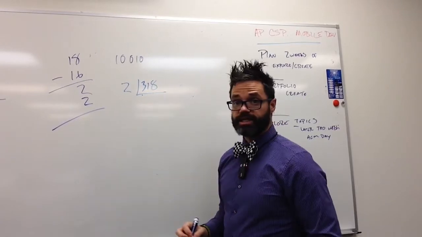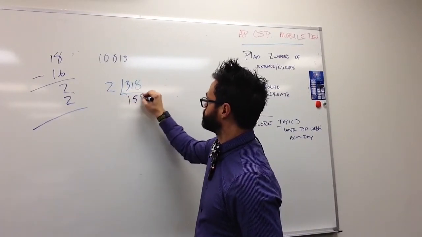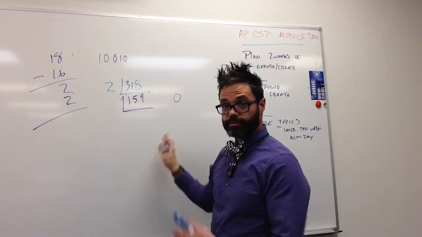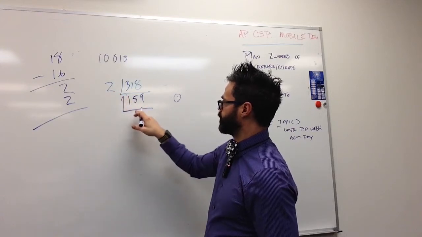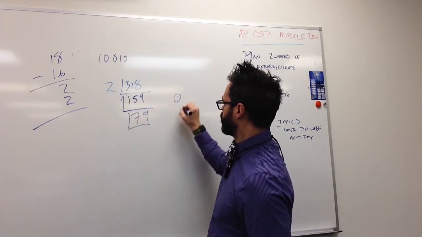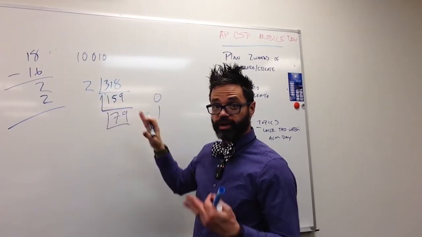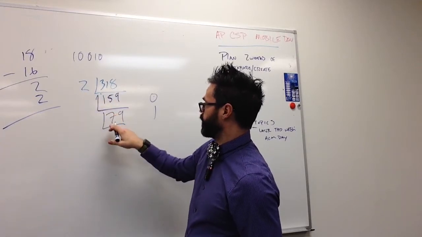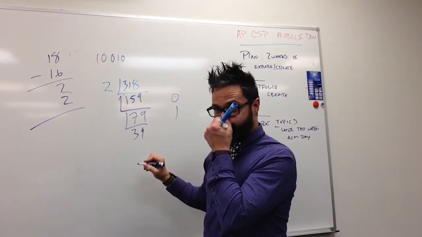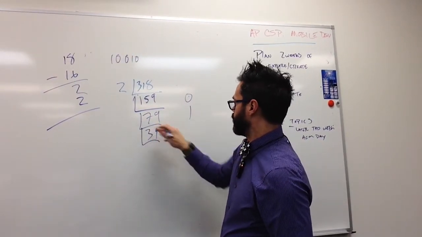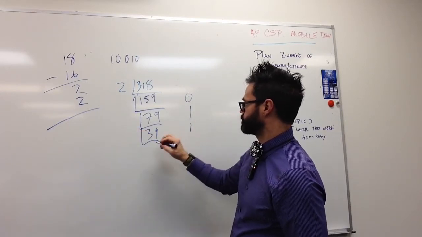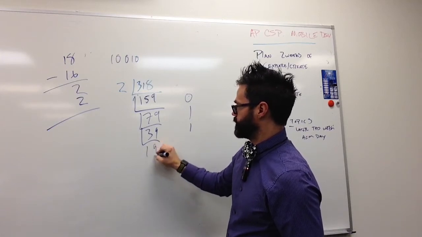So 2 goes into 318 a total of 159 times with 0 left over. Okay, looks the same. 2 goes into 159 79 times with 1 left over, because we have that leftover information. So 2 goes into 79. It doesn't go into it 40 times because there's not enough to get that, so we have 39 times, with 1 left over. 2 goes into 39 a total of 19 times.